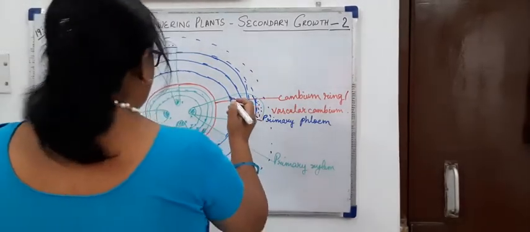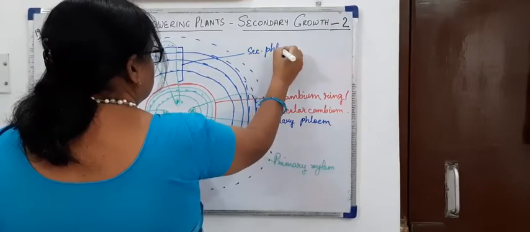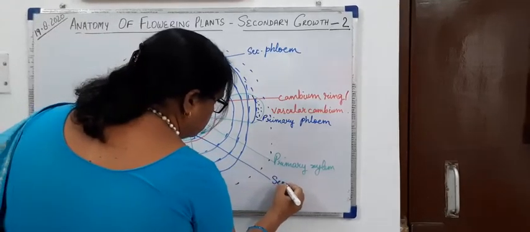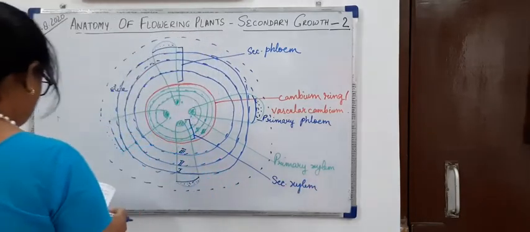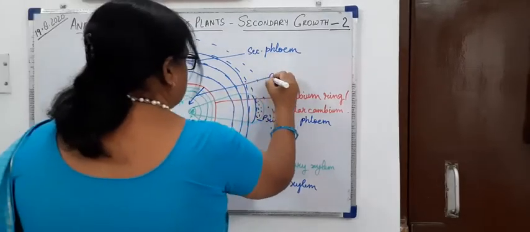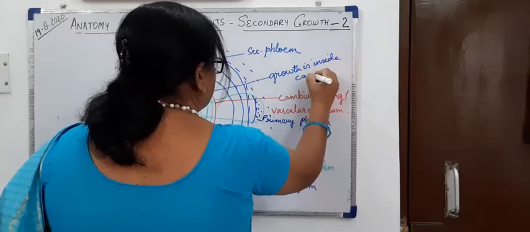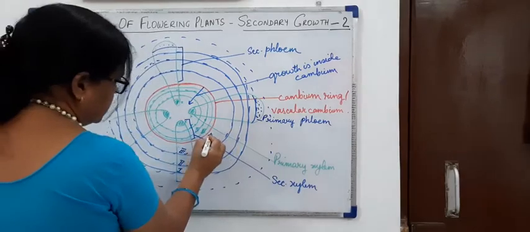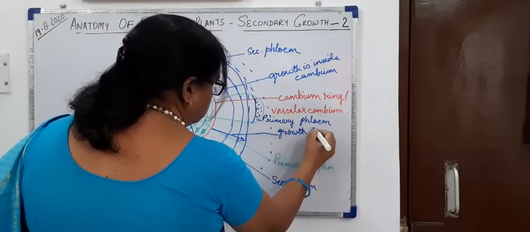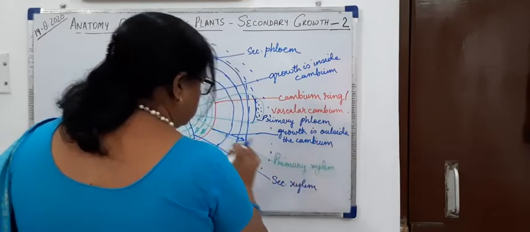So this will be the secondary phloem, and this will be the secondary xylem, and in this the growth will be inside the cambium, and here the growth will be outside the cambium. Growth is outside the cambium.